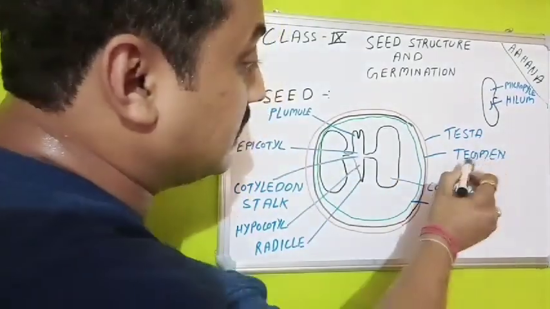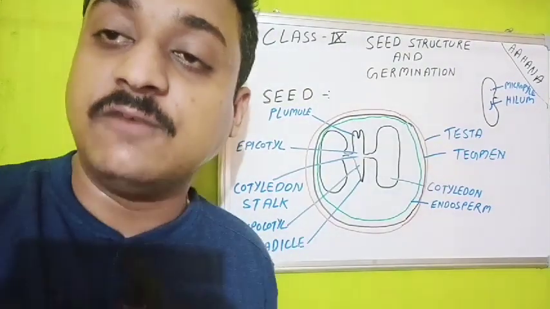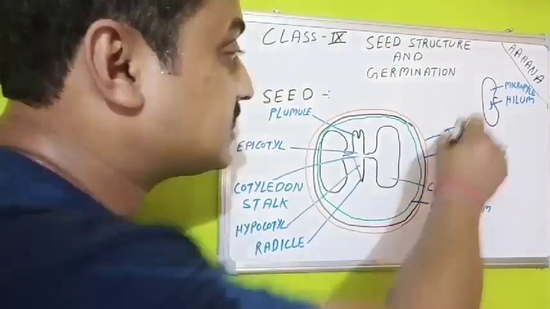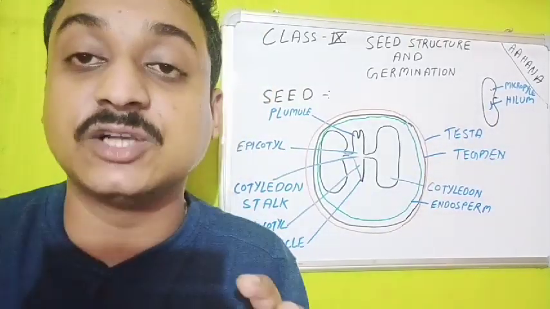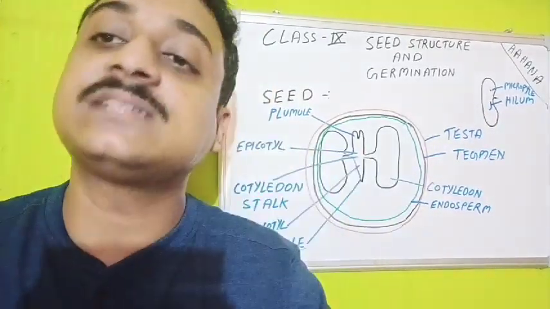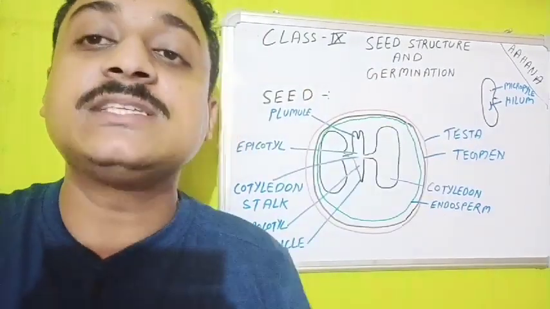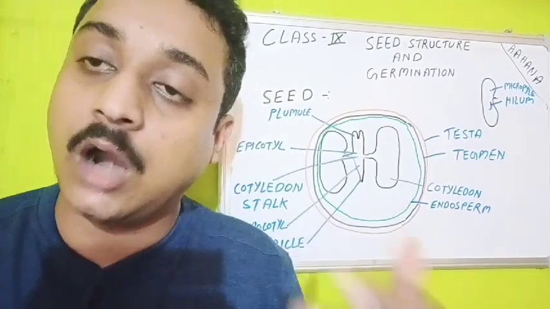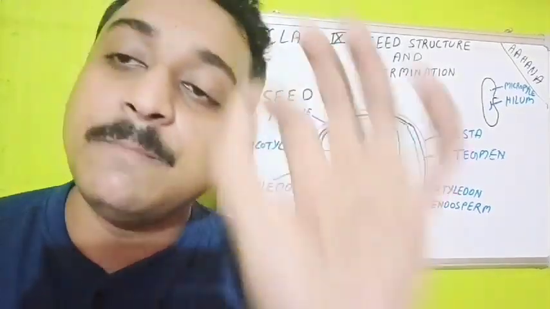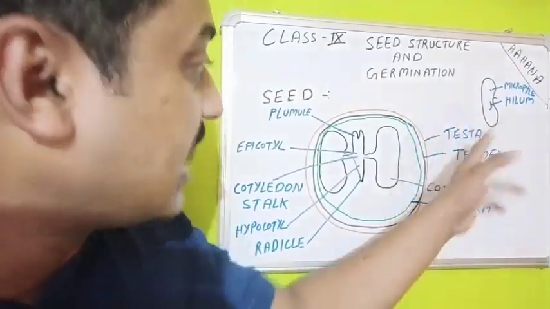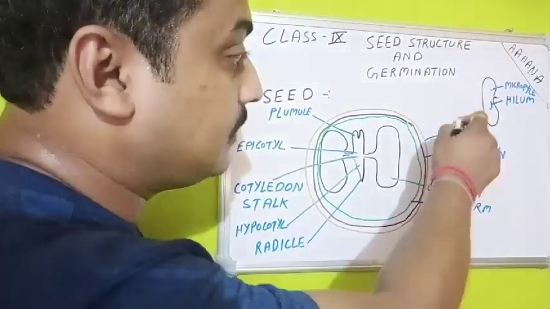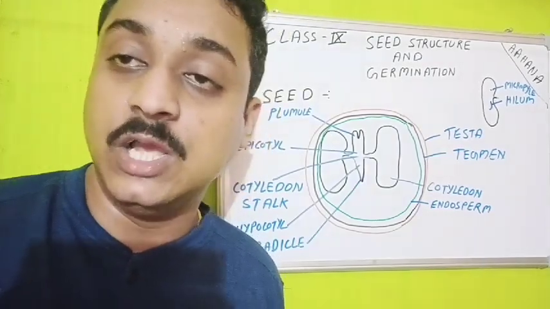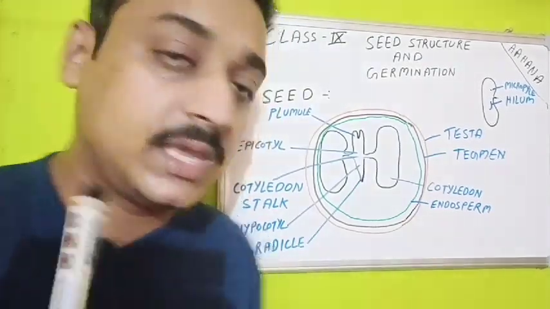This tegmen is also protecting the same developing embryo, the plant inside the seed which has not yet grown. So testa and tegmen perform the same function, but testa is very tough compared to the tegmen. Tegmen is a membranous layer and testa is the hard layer. The outer layer is the harder one, and tegmen is just the inner membranous layer. Both of them serve the same function: to protect the developing embryo inside the seed, which will develop into a plant.